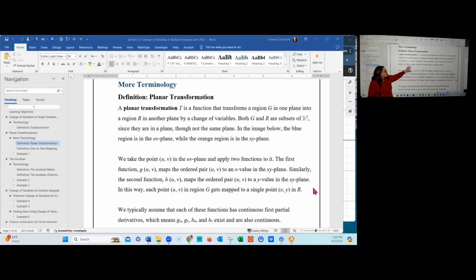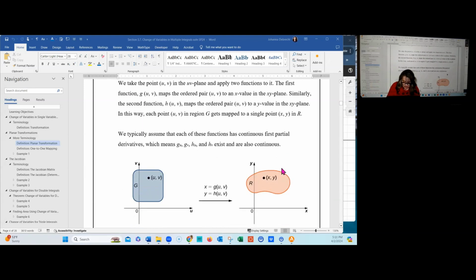Now we're going to look at an image down here, and the blue region is going to be in the UV plane, and the orange region is going to be in the XY plane that you can see here. So this is region G, which is in UV, and this is region R, which is in XY. Now this is a transformation that takes a point in the blue area and maps it to a point in the orange area. Now, this transformation is given by two functions of the original two variables, u and v.